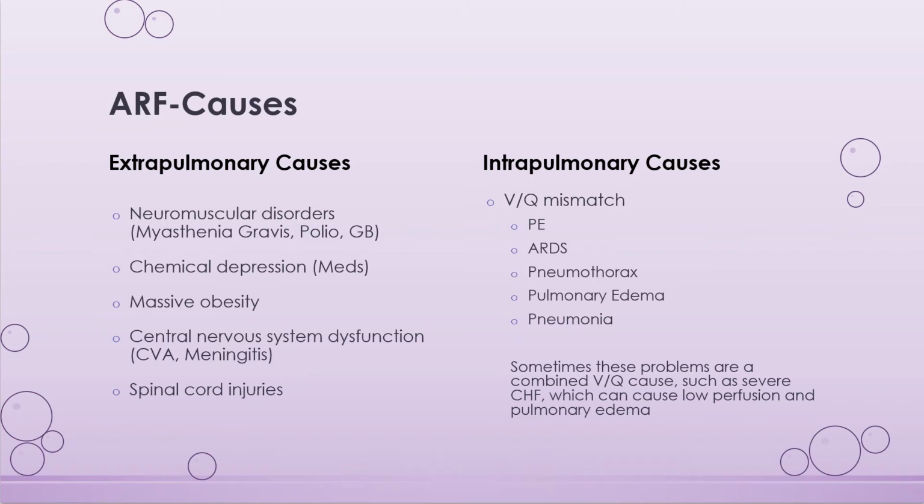Intrapulmonary causes within the lung: a VQ mismatch, PE, ARDS, a pneumothorax, pulmonary edema, or pneumonia. All right. Sometimes these problems are combined, like our case of severe CHF, which can cause both low perfusion and pulmonary edema, right? So sometimes there's a mix.